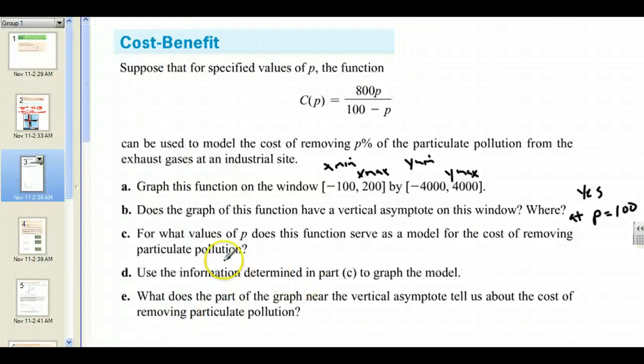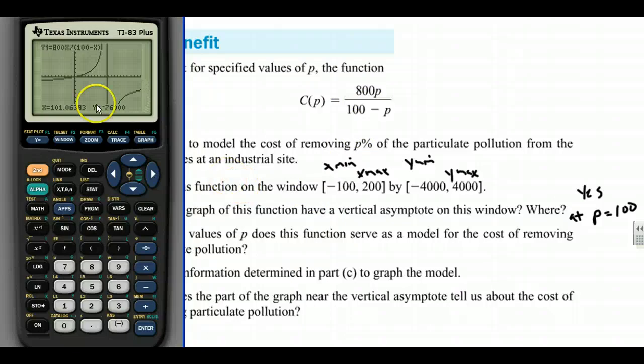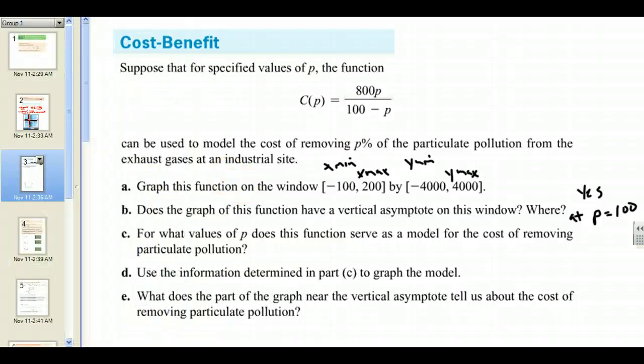Alright, for what values of P does the function serve as a model for the cost of removing a pollutant? Alright, so what this is basically saying is, yeah, this thing keeps on going beyond that, but what's the implied domain because of the fact that this is a pollutant? And that's 0 less than or equal to p less than 100. Okay, because we can't remove 125% of a pollutant.